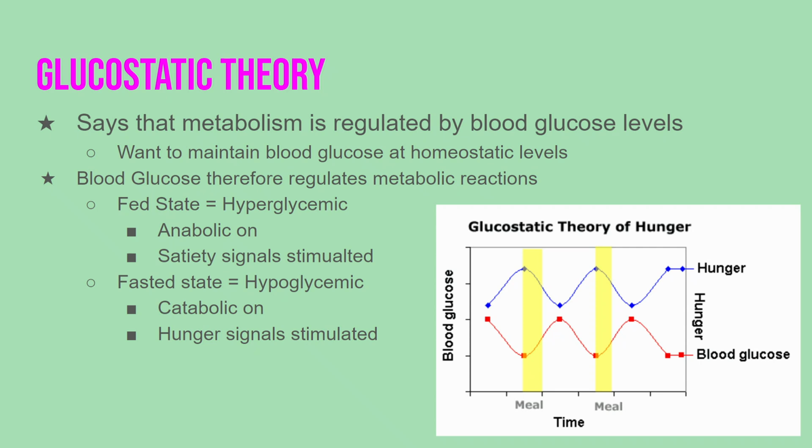Interpreting the graph that I put on this slide, when the blue, or the hunger, line is up, you can see that the blood glucose levels are low. It's just showing that hunger and satiety are directly related to blood glucose levels. So to summarize this slide, glucostatic theory refers to the fact that the reactions of metabolism are regulated by the level of glucose in your blood.